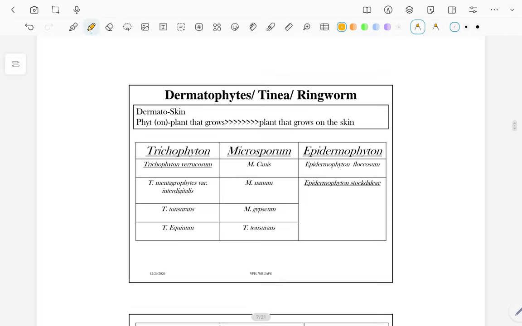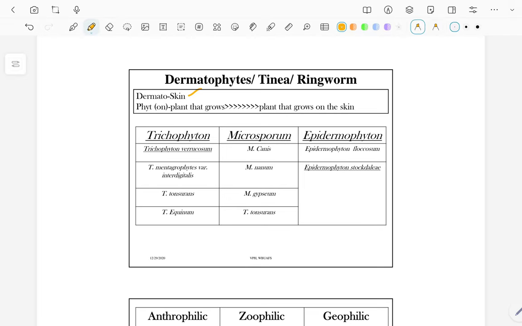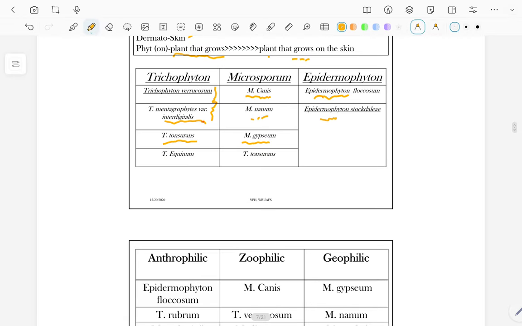Dermatophyte, or tinea, or ringworm. Derma means skin, phyton means plant: plants that grow on the skin. Species include Trichophyton verrucosum, Microsporum, Epidermophyton floccosum, Trichophyton mentagrophytes var. interdigitale, Microsporum nanum, Epidermophyton stockdaleae, Trichophyton tonsurans, Microsporum gypseum, and Trichophyton equinum.